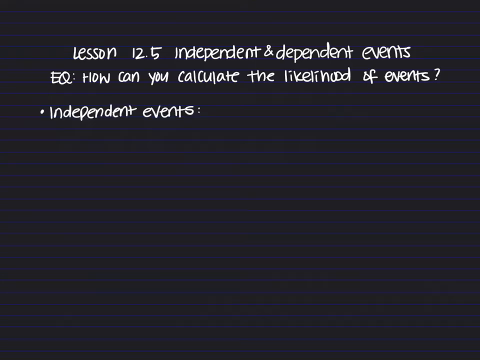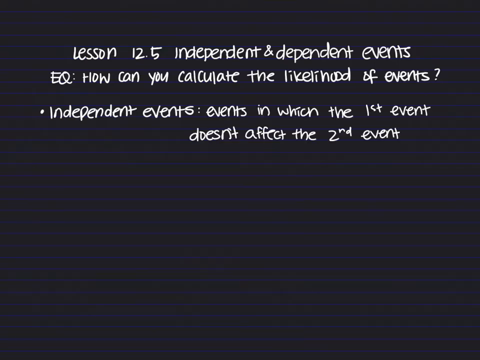Independent events are events in which the first event does not affect the second event. Just like the definition, these two events are going to happen with separate probabilities, and all you have to do is find the product of them.